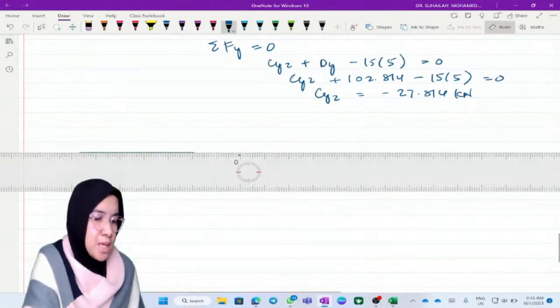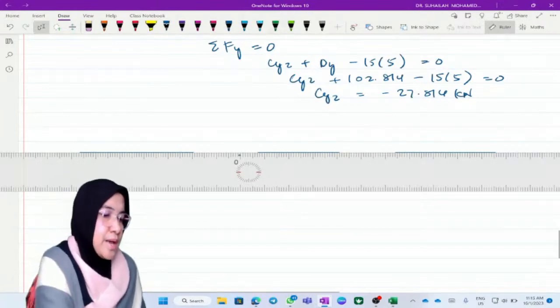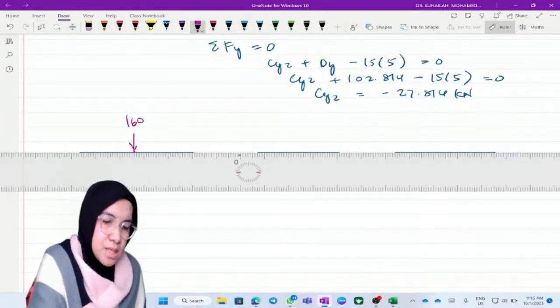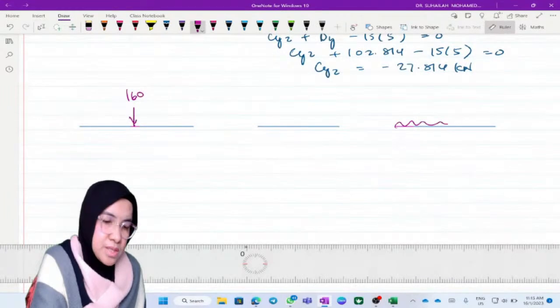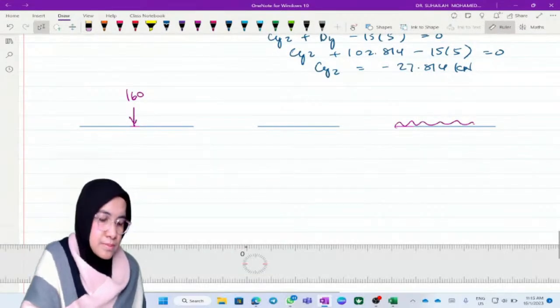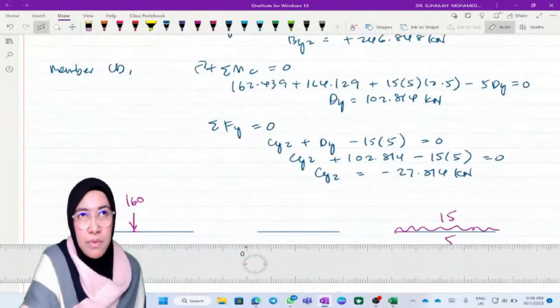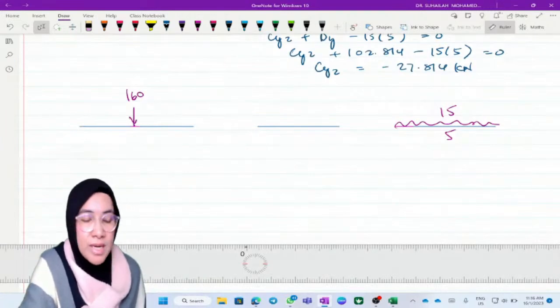So this is A, B, B, C, C, D. This is the shear force diagram. We have a point load of 160, and we have UDL 15 and 5. Before we draw the shear force diagram, we draw the free body diagram first.